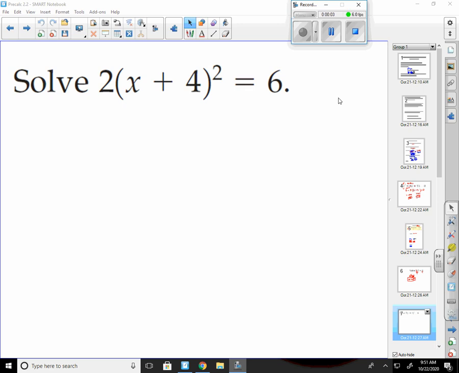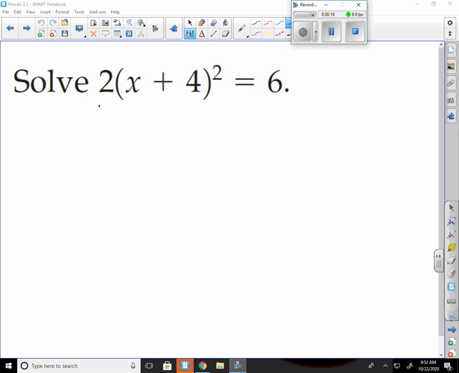Okay, let's pick up where we left off yesterday. Let's get back to doing some factoring and just generally solving quadratic equations. So when I look at this one, I notice that my 2 is outside of the parentheses. So that's the first thing I have to get rid of. Now that's 2 times x plus 4 squared, so I have to divide by 2 to get it started.